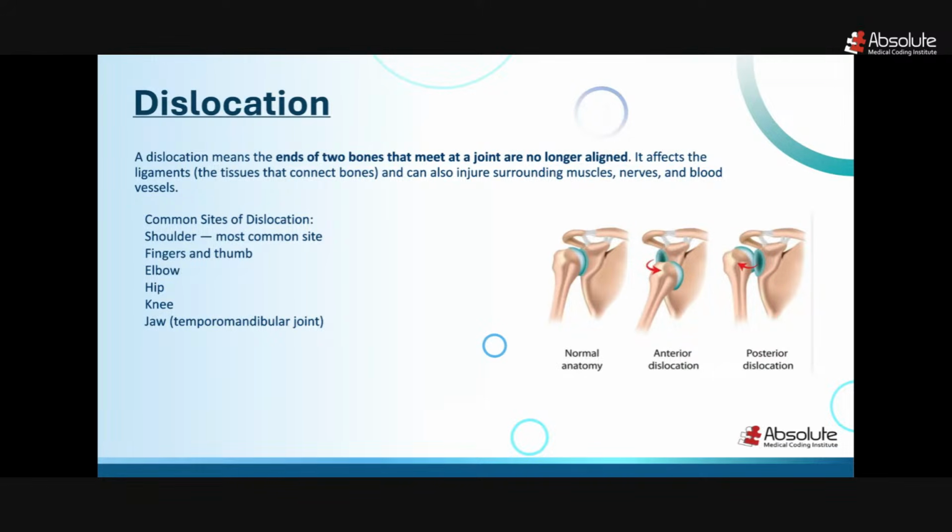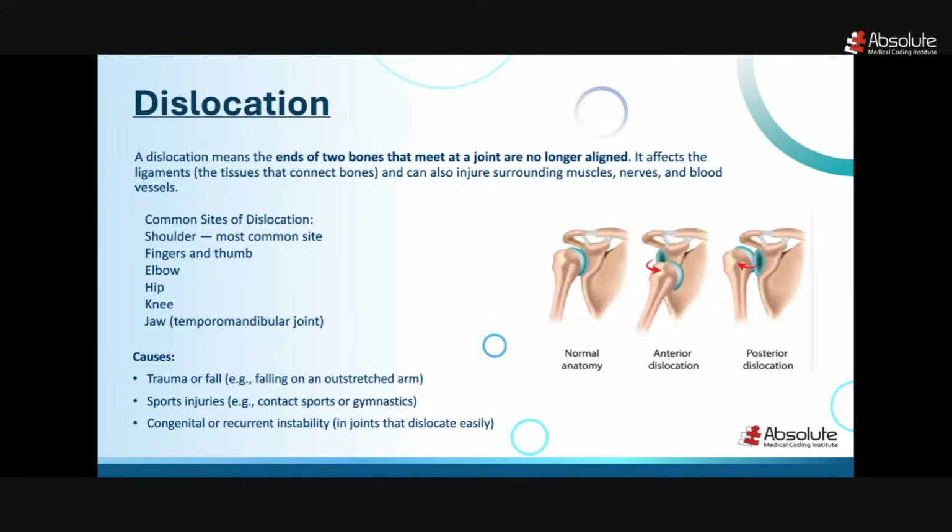So the causes of dislocation: it can be caused by trauma. It can be caused by sports injury, especially contact sports or gymnastics. Also, it can be caused by some congenital or recurrent instability. So here the joints are prone to dislocating easily.